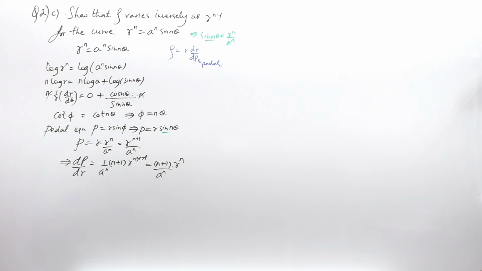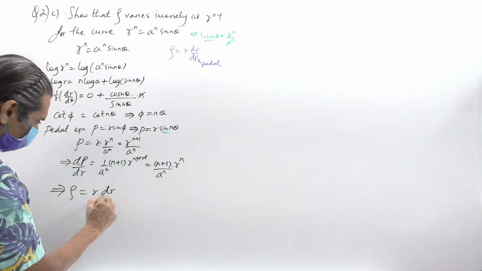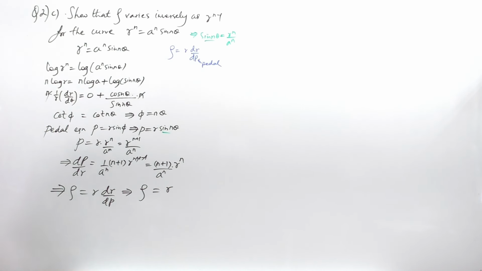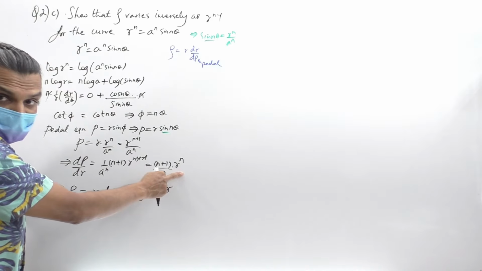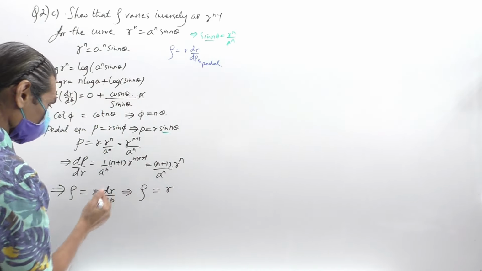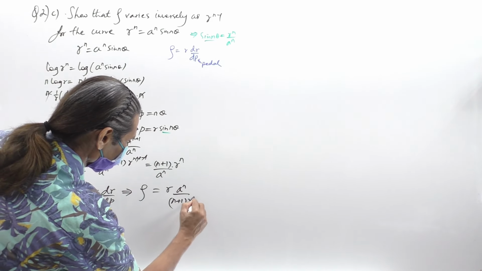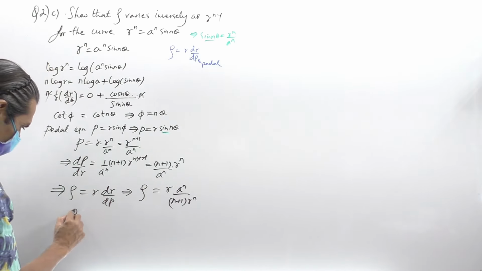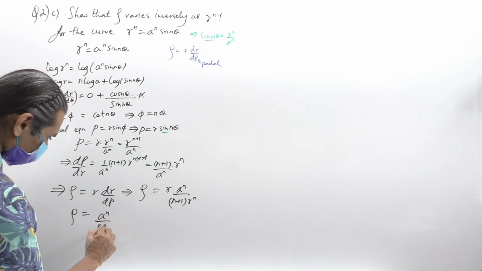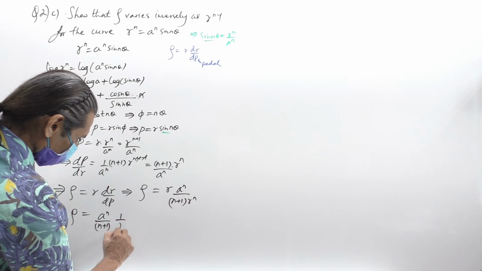Fine. Okay. Therefore, that implies rho is equal to r dr by dp. That implies rho is equal to r into, see, dp by dr is this much, (n+1) r^n by a^n. So what you need is dr by dp, the inverse of it. So dr by dp will be a^n by (n+1) into r^n. And clearly we can write rho is equal to, see here, a^n by (n+1) as it is constant, and this will be r upon r^n. So I can write 1 upon r^n.